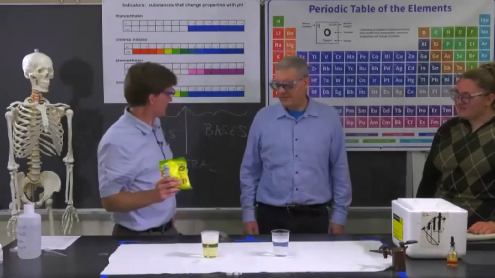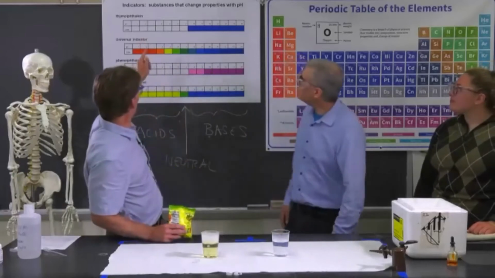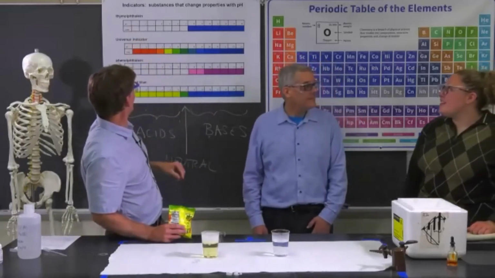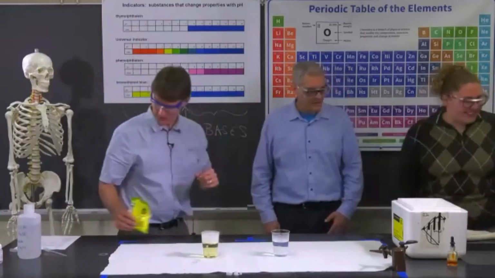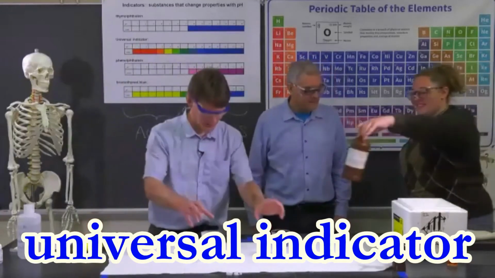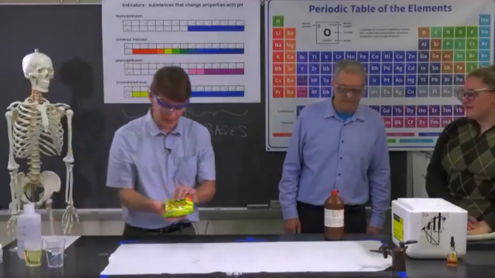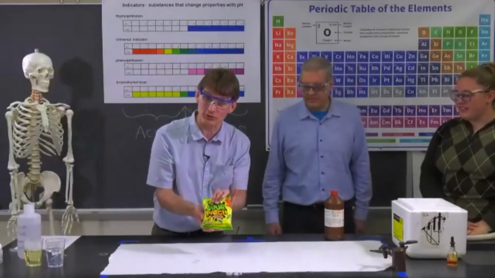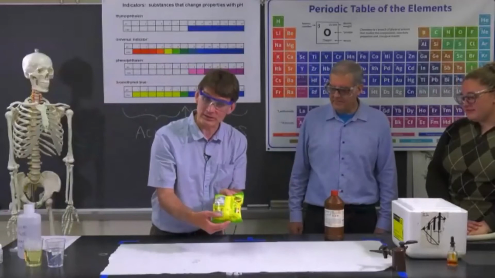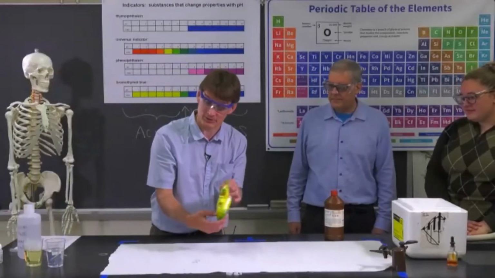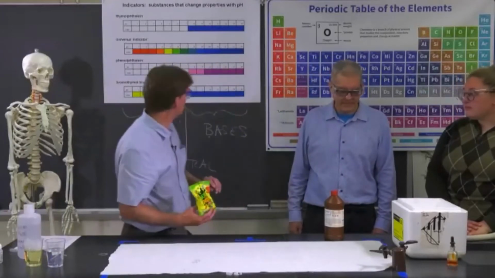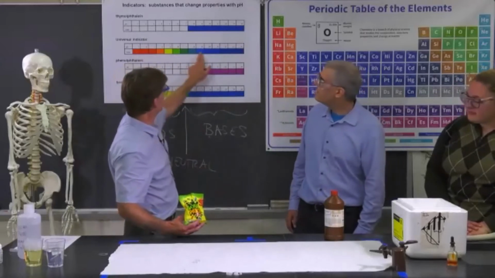Let's do a test with these. Okay. Which indicator do you want, Phoebe? Ooh, we haven't used universal. That's fun. Let's use universal indicator. Yay. So there we go. Let's get a new cup. We're going to test to see if we can use universal indicator to see that these really are acidic. There's an acid in these Sour Patch Kids. And we're going to use universal indicator.